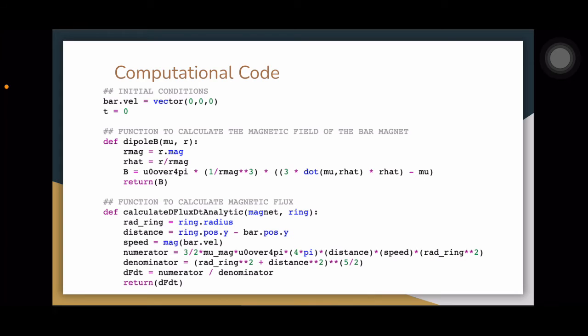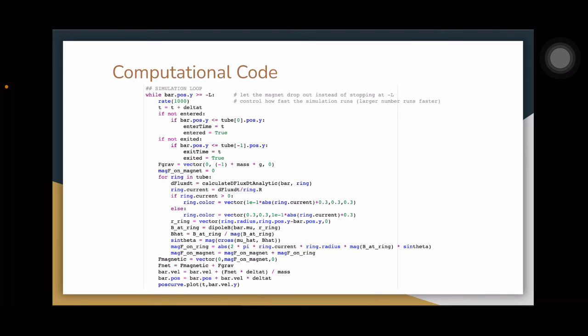Moving forward, we must create two functions, and before that, we must also set some initial conditions for our functions. The first one calculates the magnetic field of the bar magnet, and the second one calculates the magnetic flux.